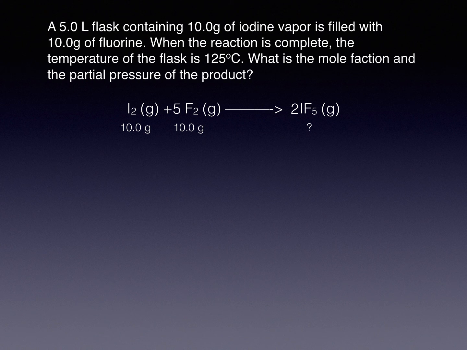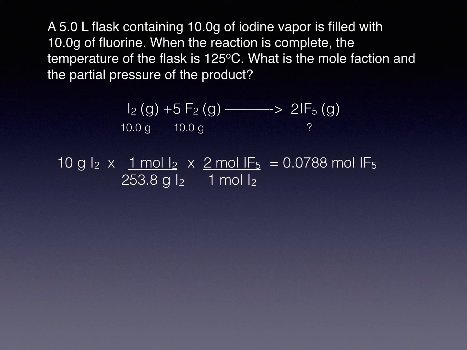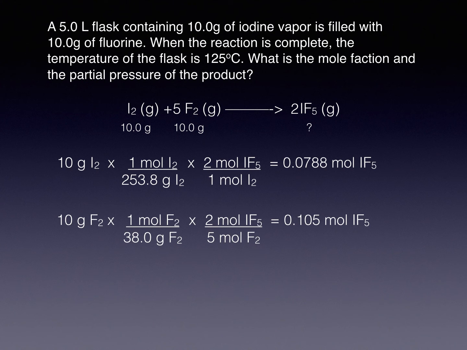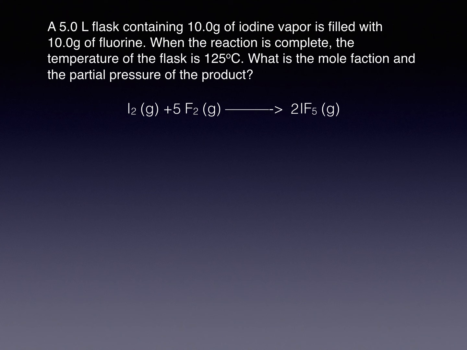I need to determine the limiting reagent since that determines the amount of iodine pentafluoride. Convert the 10 grams of iodine to moles. Then multiply it by the mole ratio between iodine pentafluoride and iodine. Repeat this for the fluorine. The smaller amount of iodine pentafluoride comes from the iodine, which means it is the limiting reagent. The amount of iodine pentafluoride produced is the theoretical yield. This is the amount present when the reaction is over.